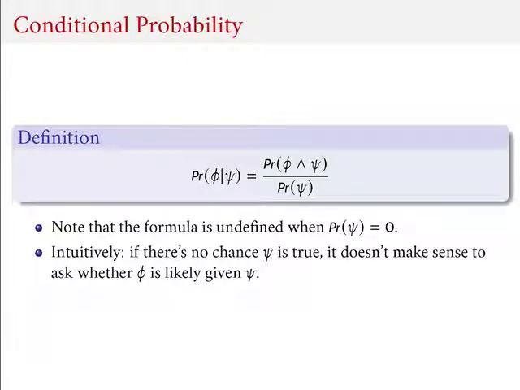So, in review, here is the definition of conditional probability with which we ended the previous video. The conditional probability of any sentence phi given psi equals the unconditional probability of their conjunction, phi and psi, over the unconditional probability of psi, which is the sentence being conditioned on. So let us now work through some examples to see how this definition works.